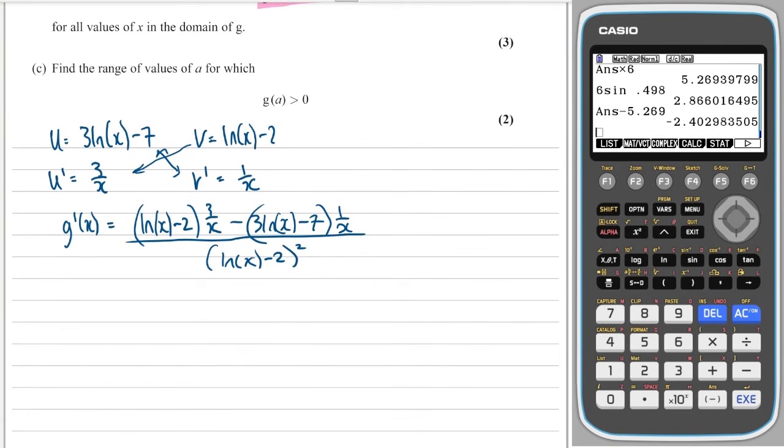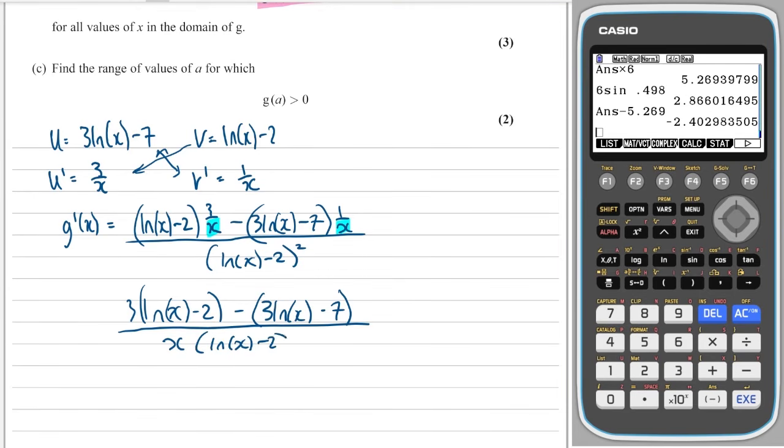First thing I'm going to do is take out this factor here. So both of these terms on the top are multiplied by something over x. So I can move that x down to the denominator because all of the numerator has been divided by x, so that's the same as having an x on the denominator. So I can write ln of x minus 2 times by 3 minus 3 ln of x minus 7 in brackets, and I can bring that x down to the bottom to get ln of x minus 2 all squared.